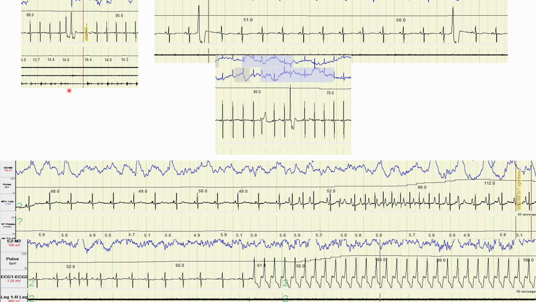All right, here's a PVC that's wide and bizarre. It's very big. Another PVC. These are multifocal PVCs. Here's one PVC, another PVC. Ventricular because it's coming from the ventricles somewhere. Here's a couplet. There's one PVC right after another.